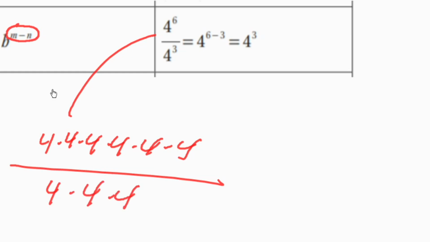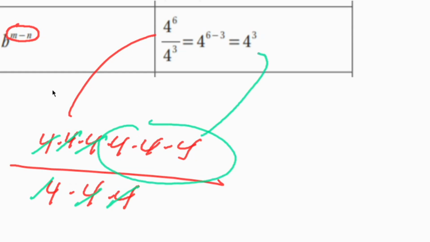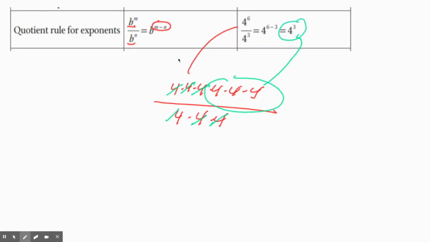If you ever get confused, you can always do something like this. And you kind of go, well, wait, 4 over 4 is 1, 4 over 4 is 1, 4 over 4 is 1. You're left with 4 to the third power. Anyway, that is called the quotient rule for exponents.